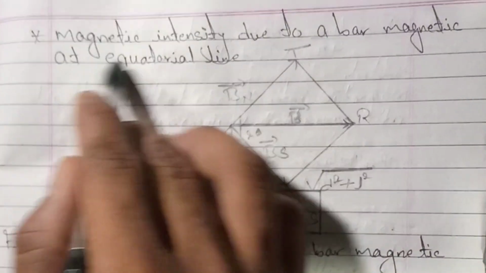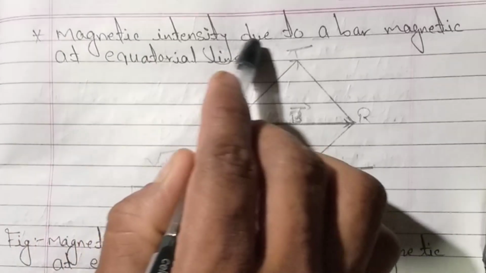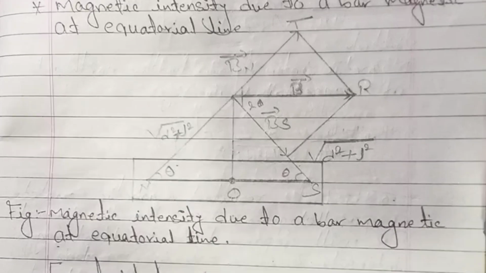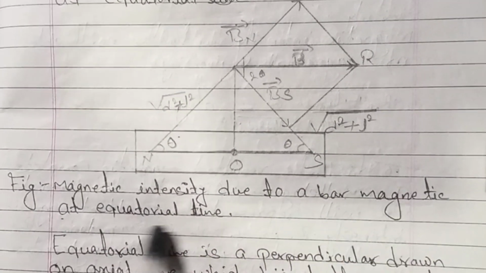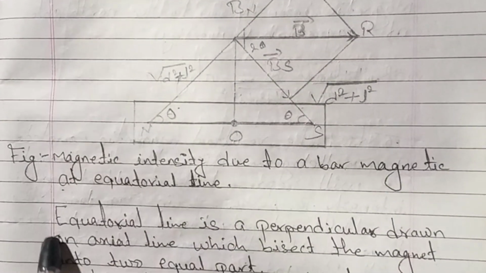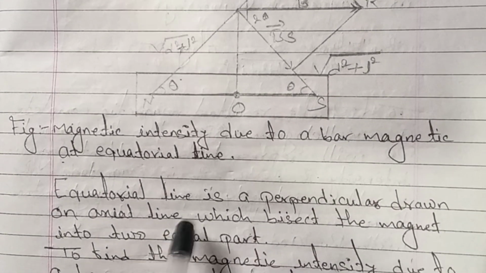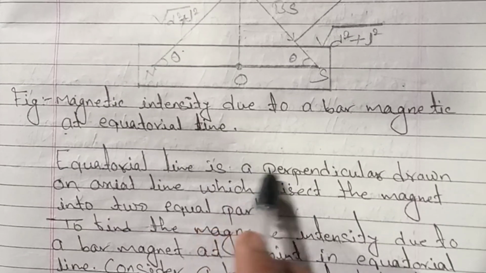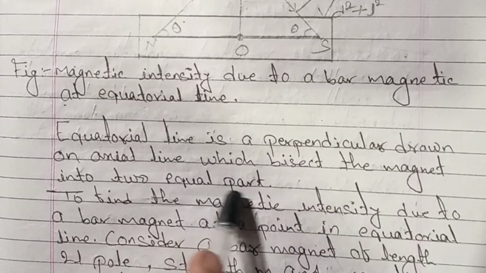Magnetic intensity due to a bar magnet at the equatorial line. Draw this figure. This is the figure of the equatorial line. The equatorial line is a perpendicular drawn on the axial line which divides the magnet into two equal parts.